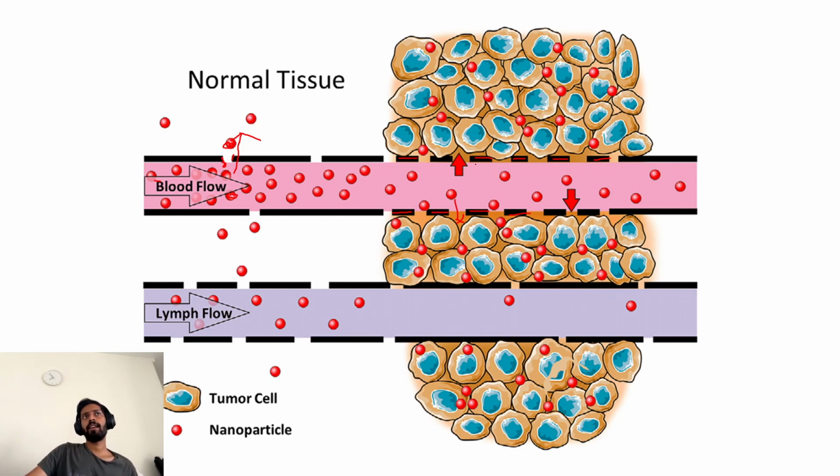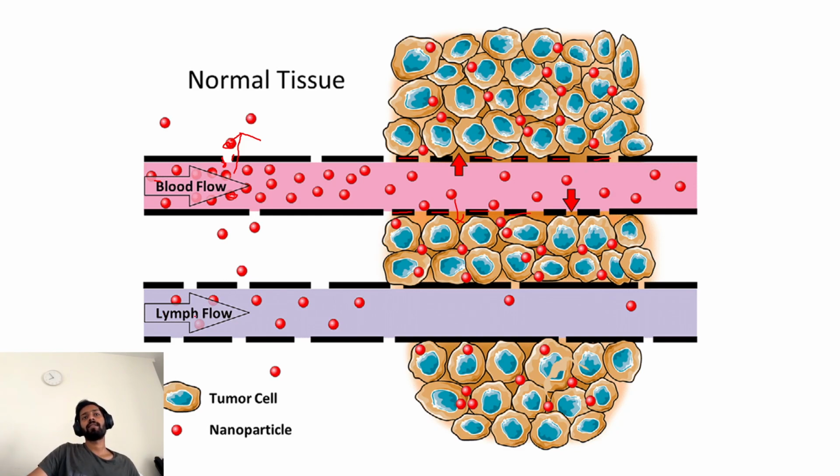So as a result, if you can see pictorially as well, a lot of blood is being drained out. Be it blood or nanoparticles, a lot of it is being drained out. So this is enhanced permeation. Now, if you look at lymph flow, the case reverses for lymph flow.